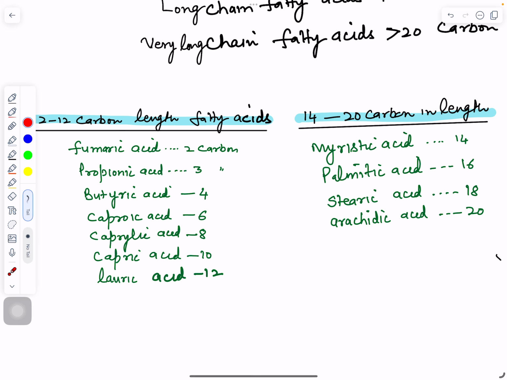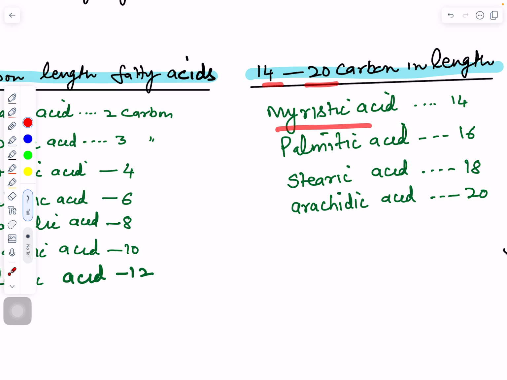And if the number varies from 14 to 20, this can be myristic acid, 14 carbons in length, palmitic acid, 16 carbons in length, stearic acid, 18 carbons in length, and arachidic acid, 20 carbons in length. So these are different kinds of fatty acids.